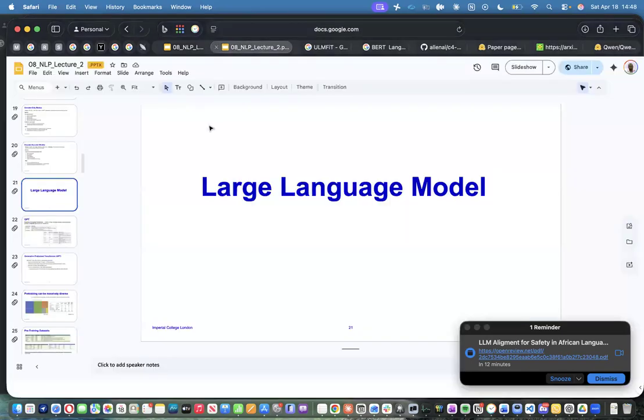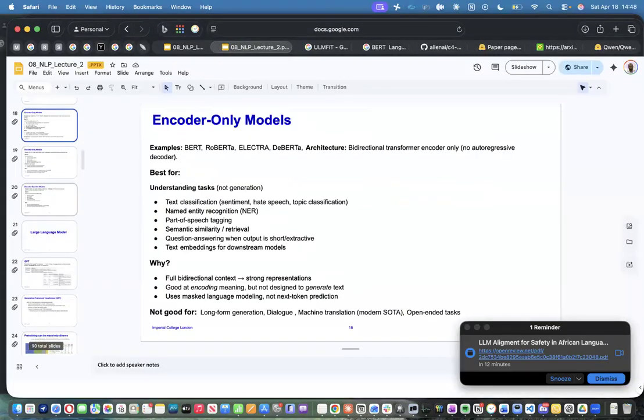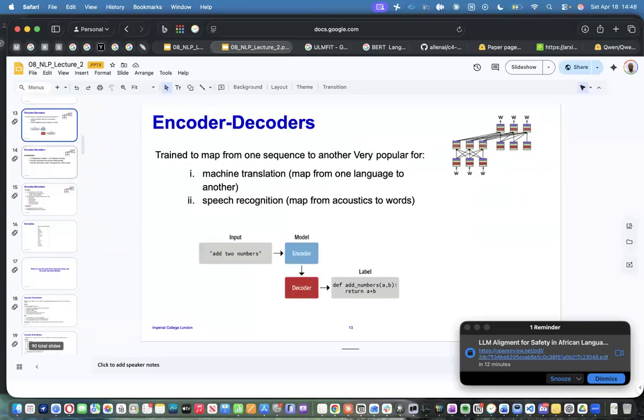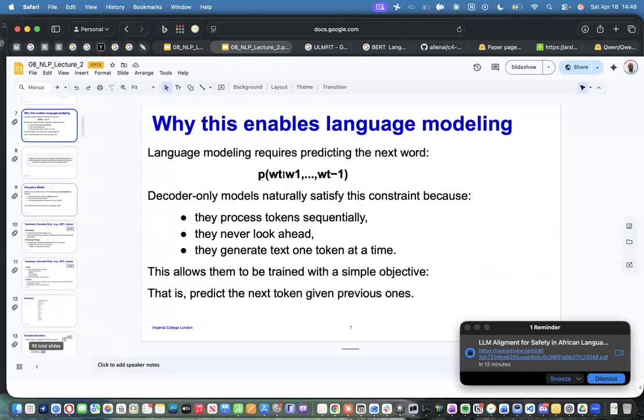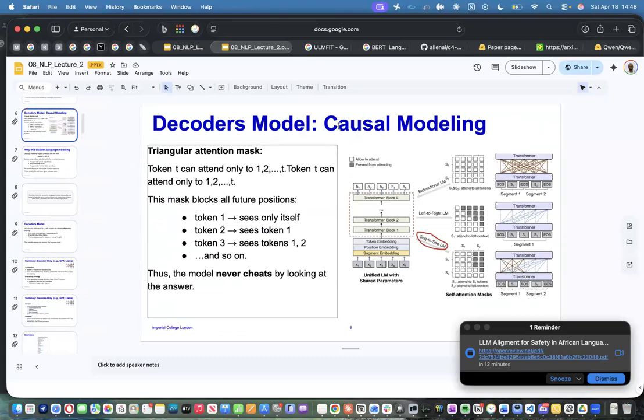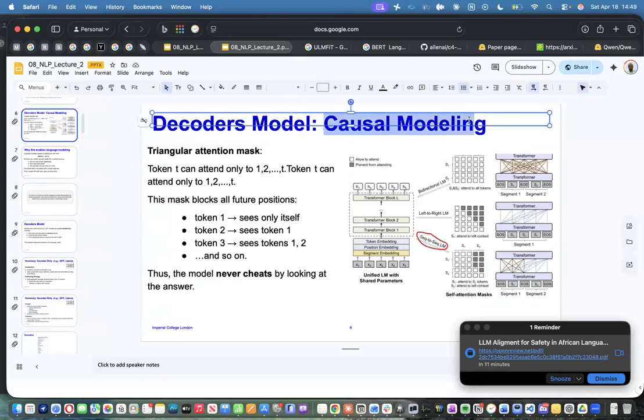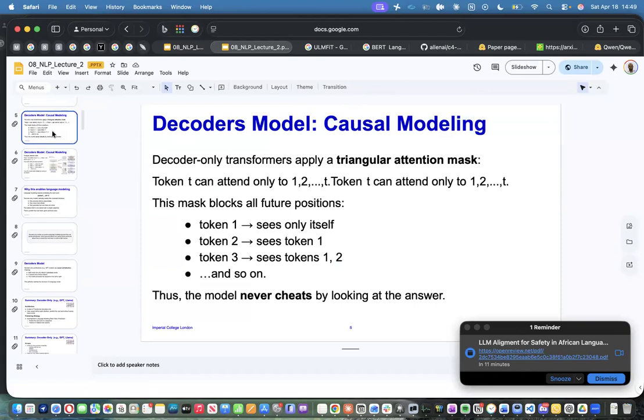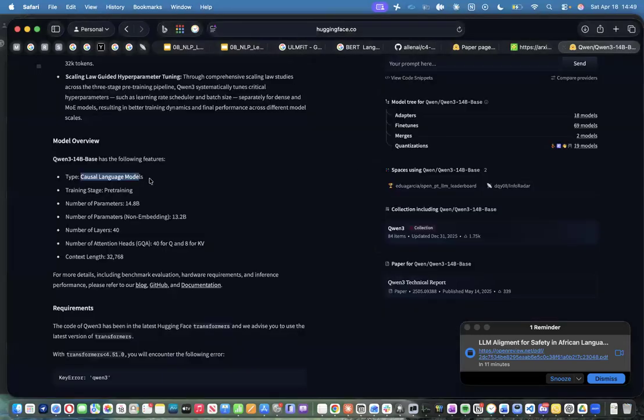What do you mean by causal language model? Don't forget we said decoder only. What do we call decoder-only models? Decoder models are causal modeling, right? You remember we said these are called causal modeling. That is a modeling perspective where you can only see the previous tokens. You cannot see the next one. That is called causal language modeling. So that's also how Qwen was trained.